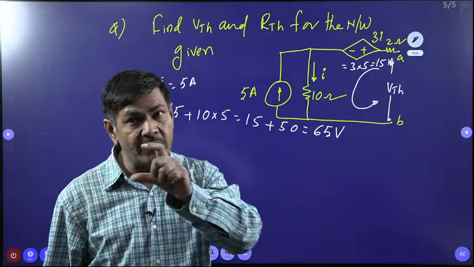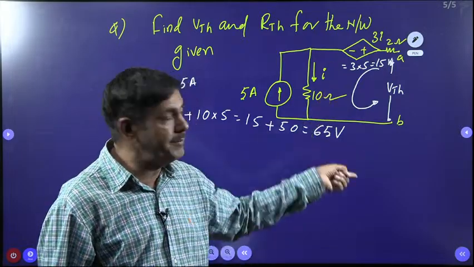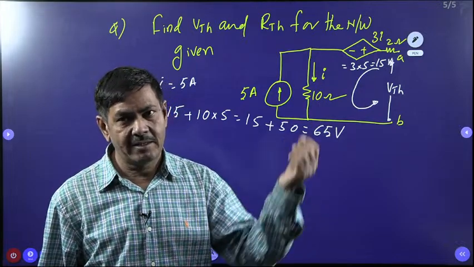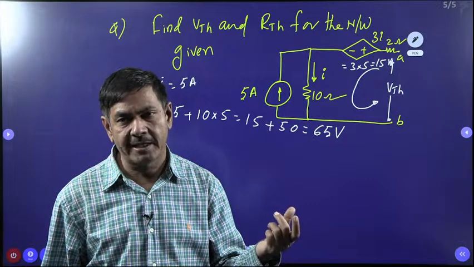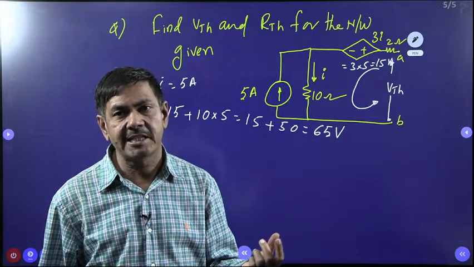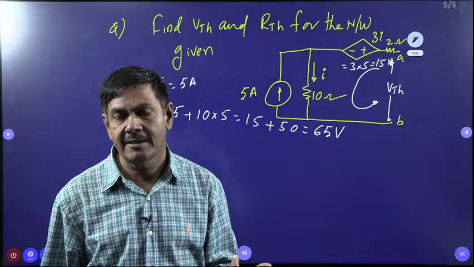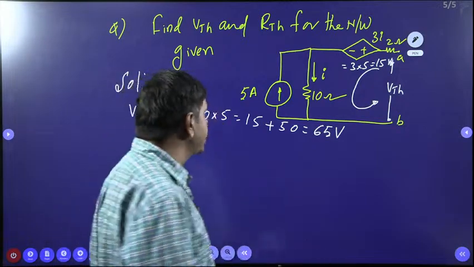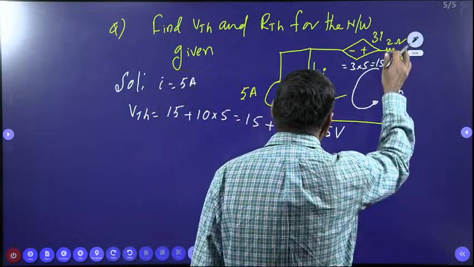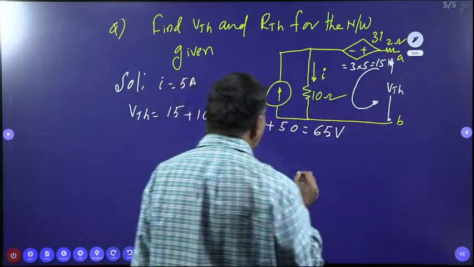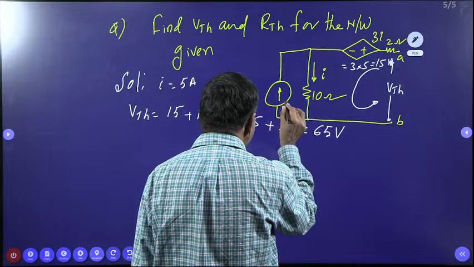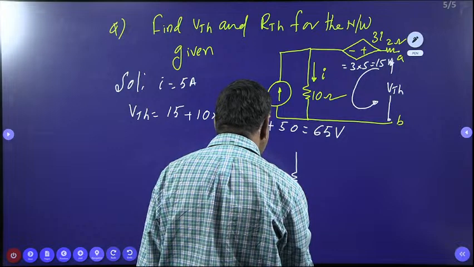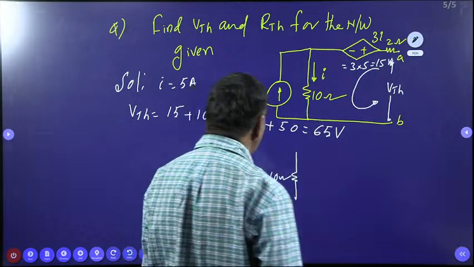I will apply one more way also. Across AB, I wish to connect a 1 ampere current source. So RTH is nothing but voltage across AB divided by current across AB. You can select a voltage or current source across these two terminals. I want to draw the network this way. Wherever the current source is given, it is open circuited. I connect 10 ohms here on this side.